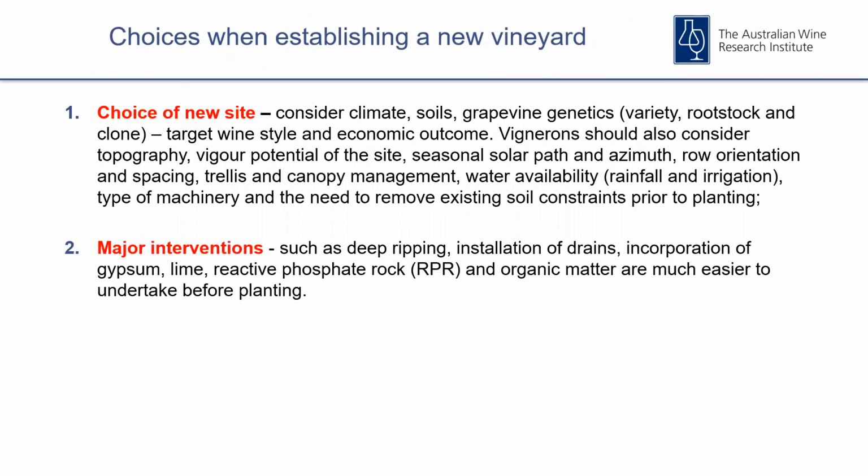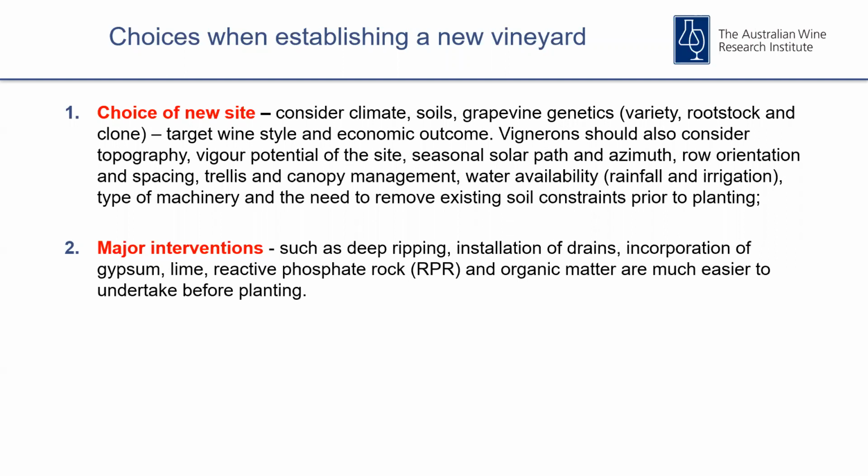Sort of moving into the different stages, when we're looking to establish a new vineyard, obviously the choice of a new site depends on many things. It really depends on the climate, the soils, the genetics you're looking to introduce onto the site, variety, rootstock and clone, what style of wine you're looking for, what's your economic outcome. So those are the bigger picture issues about this.